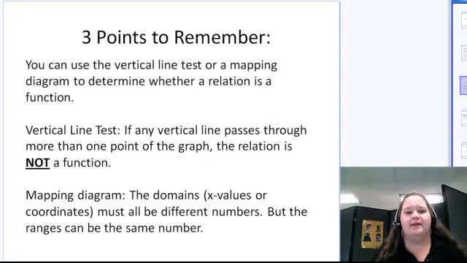Alright, so vertical line test again. I'm sorry about that. If any vertical line passes through more than one point on the graph, the relation is not a function. And then the mapping diagram: the domains, x values, or coordinates must all be different numbers, but the ranges can be the same number.